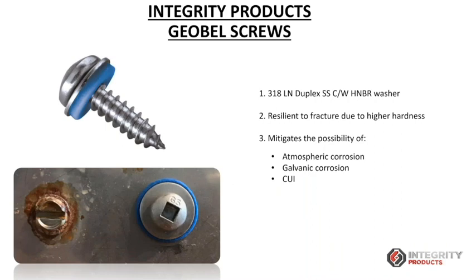So what is the specialty with these screws? They are made from duplex stainless steel material, with more corrosion resistance and more fracture strength. They also have a pre-installed HNBR washer. It's a non-metallic washer that allows it to fit without any formation of crevice. So we can eliminate the risk of crevice corrosion, galvanic corrosion, and weathering by the proper selection of material.